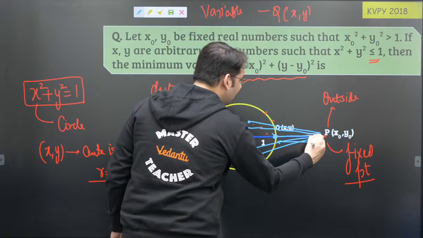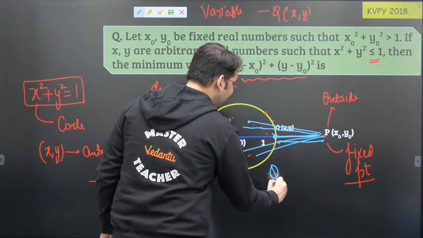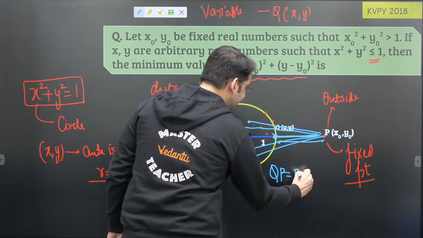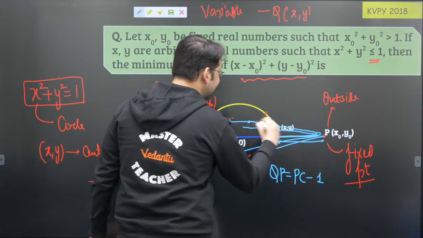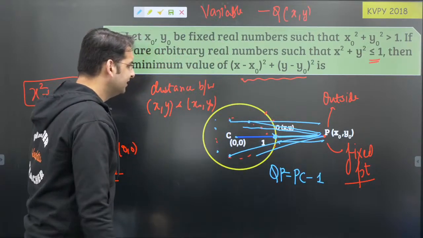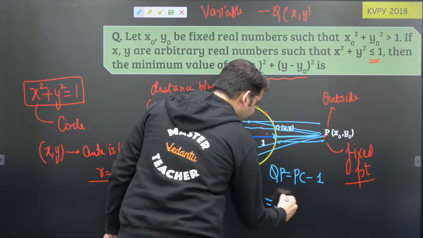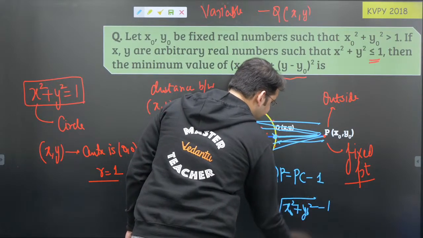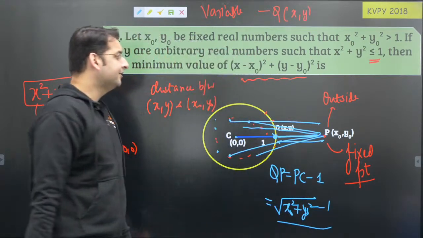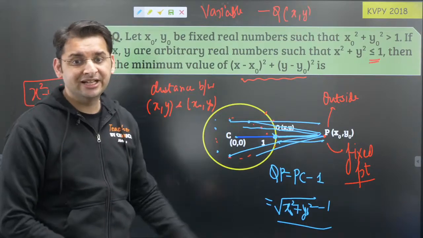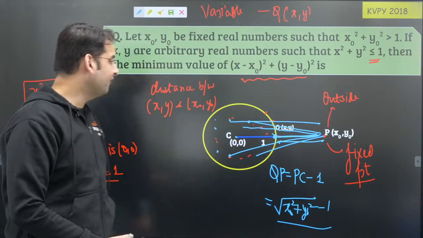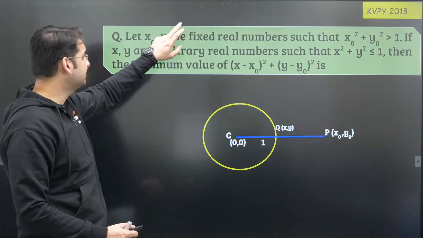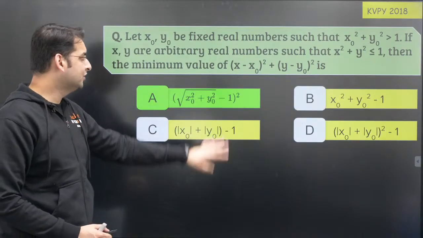And how much will this minimum be, children? QP minimum will be PC minus 1. So this distance minus the radius. So how much is the PC distance? Root of x naught square plus y naught square, minus 1. So root of x naught square plus y naught square minus 1, and this is the correct answer, which was option A.